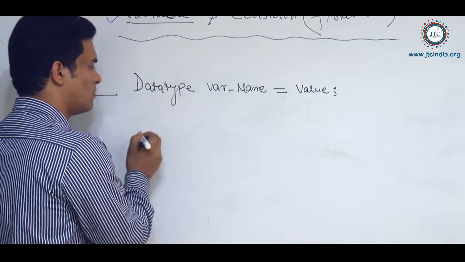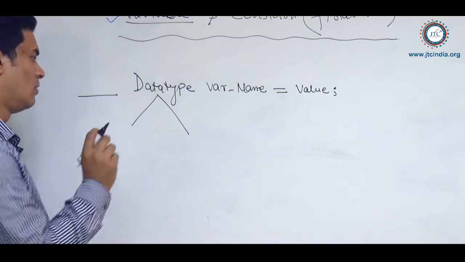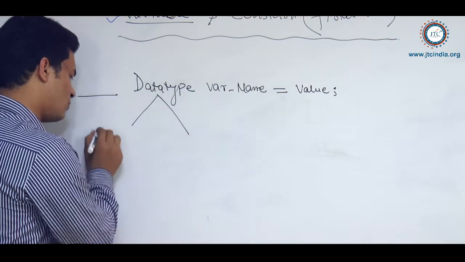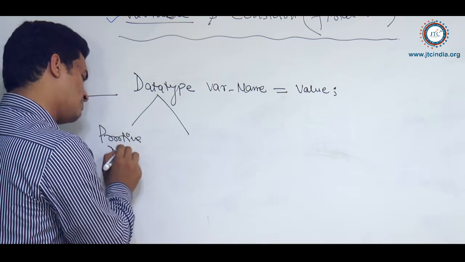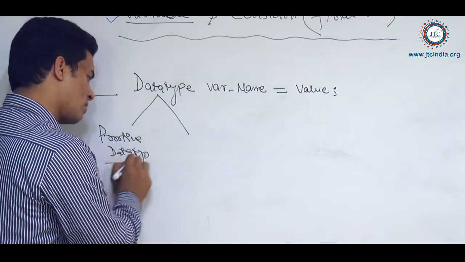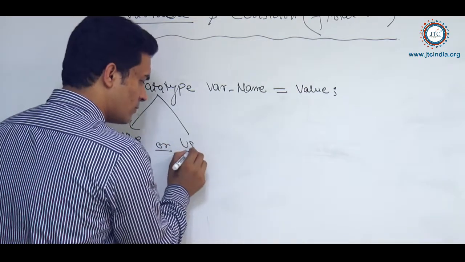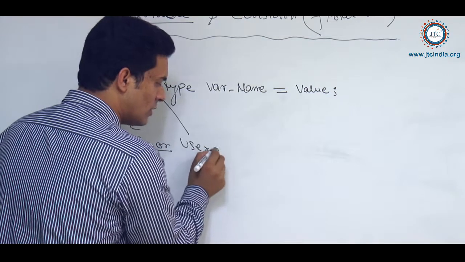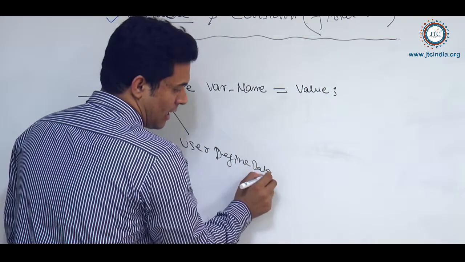Now the data type could be anything. The data type which you are writing could be either primitive data types or user-defined data types.